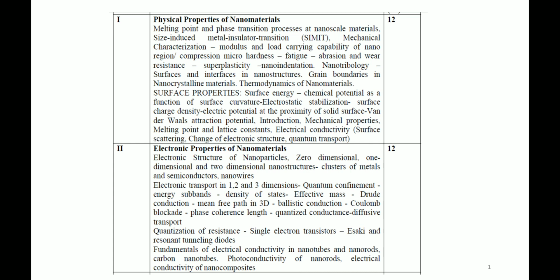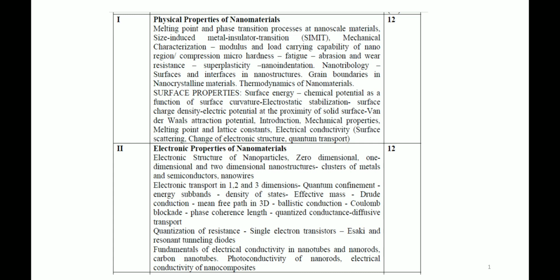So as far as the electronic properties of nanomaterials are concerned, first the electronic structure of nanoparticles. That is the band, the electronic levels, of any of the nanoparticles. Then zero dimensional, one dimensional, two dimensional nanostructures, clusters of metals and semiconductors, nanowires. So that is what we are trying to understand in electronic structure. Then electronic transport in one dimensional, two dimensional and three dimensional.